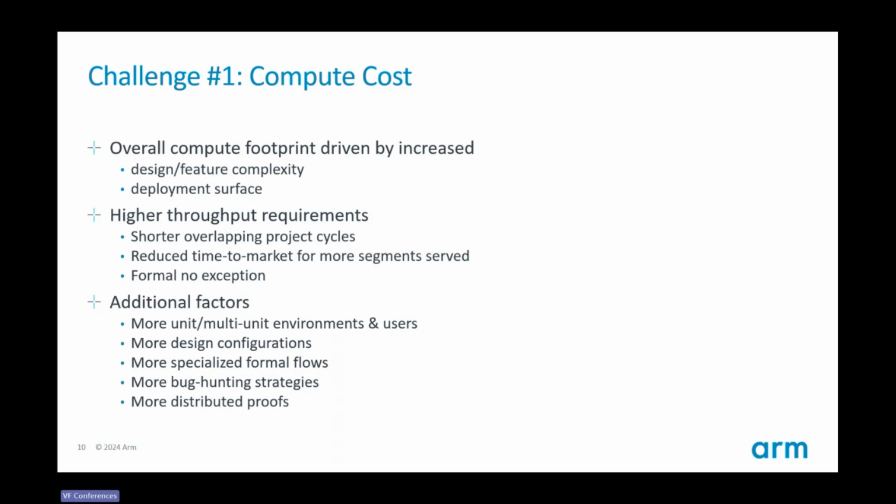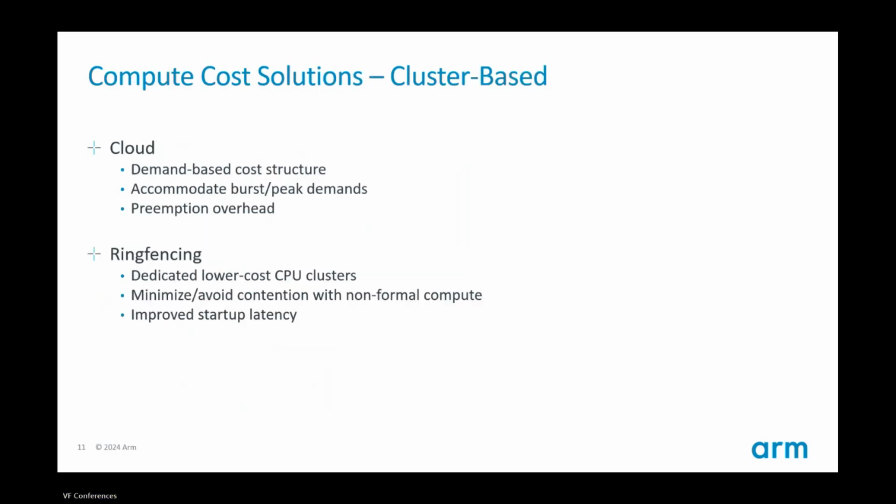We have shorter project cycles, reduced time to market for more segments served, and so formal's obviously no exception as we've grown. Some of the additional factors have been more environments, more users running formal, more design configurations, more specialized flows, as well as continually proliferating bug hunting strategies and other proof strategies. So there are three aspects in terms of solution space. One is cluster based, moving to the cloud, which accommodates some peak demands. In some cases, also ring fencing using some lower, cheaper cost clusters to avoid contention with other kinds of compute. We've been experimenting with both.